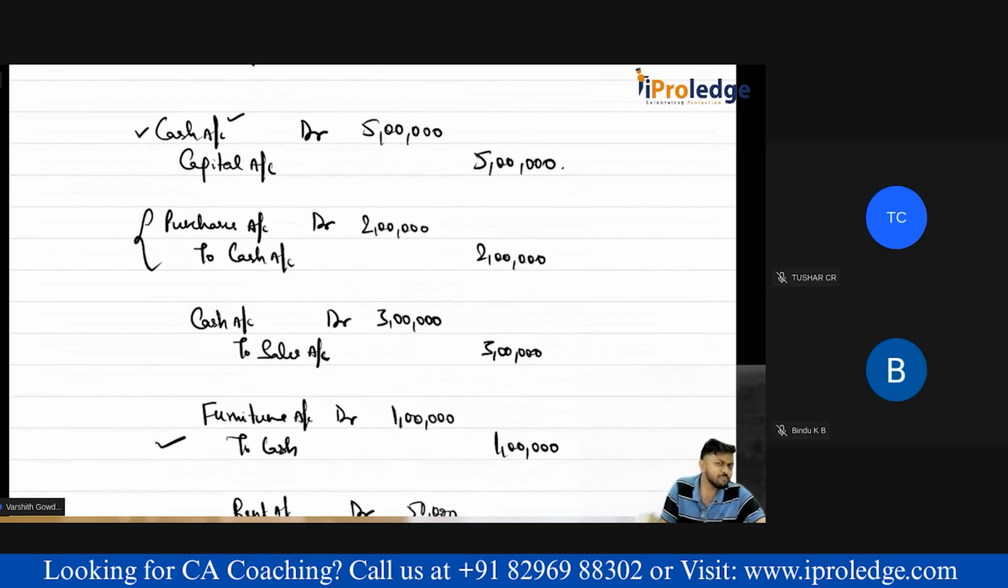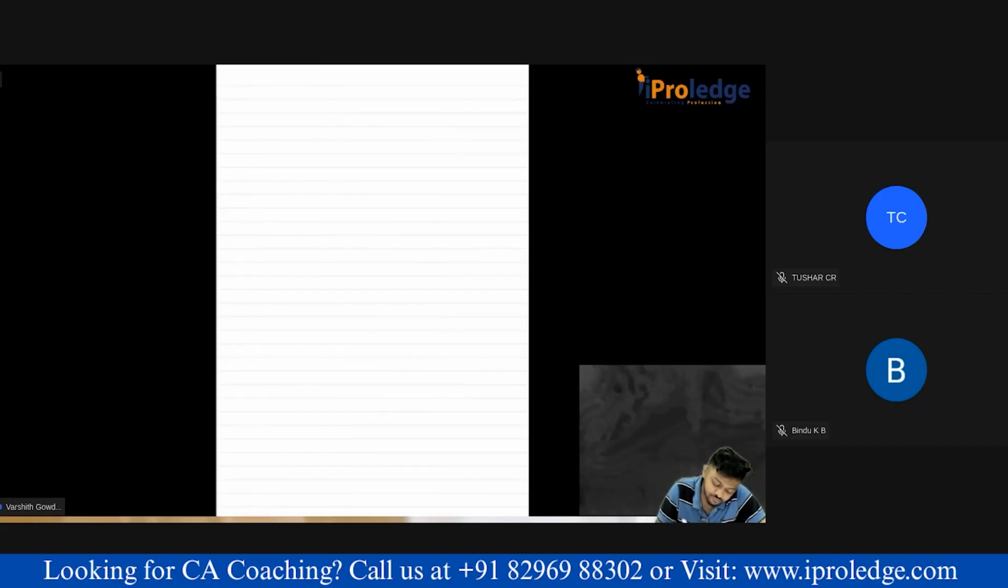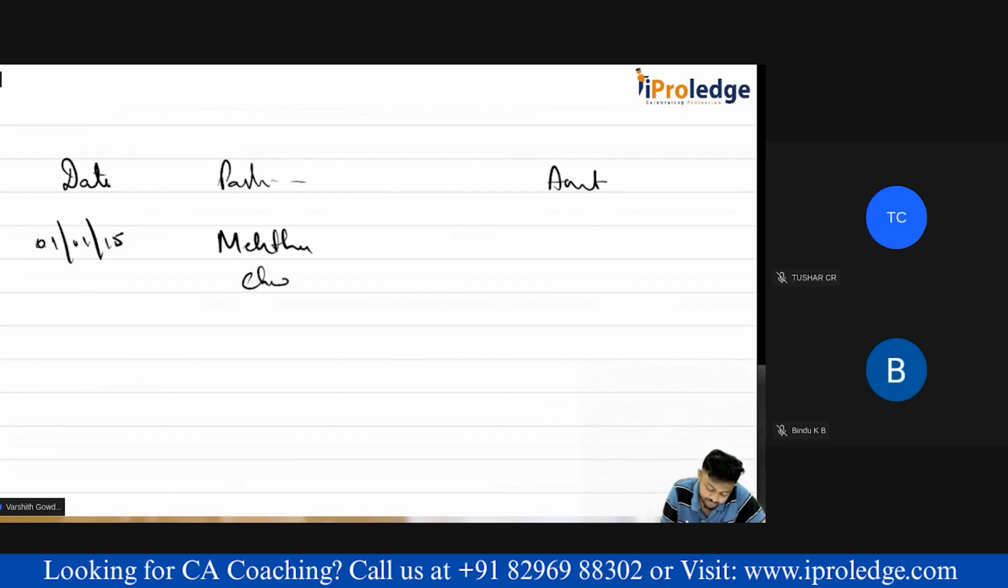So how will I post that to ledger next? Because I will not pass any journal entry. So I'll tell you how. What will be the format of purchase book? It will be like this: date, particulars, amount. Say suppose a credit purchase happens on 1st January, from Mehta. What did I purchase? Chudidar. For how much? 50,000.